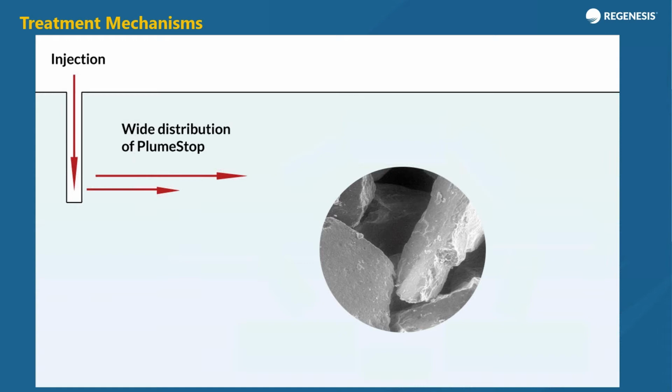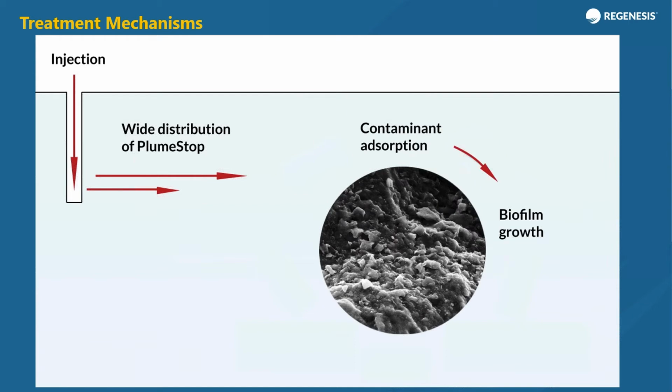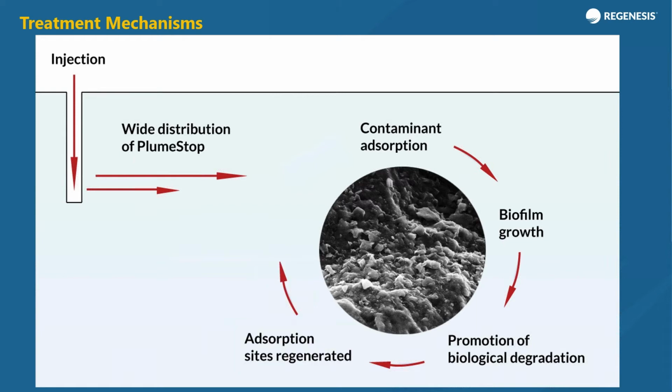So combine these two, what do you get? You get wide distribution of Plume Stop, really important in these fractured sites. You get contaminant absorption, which then promotes the growth of a biofilm. That then promotes biological degradation. When you pair it with an electron donor, that is accelerated more. In this case, the electron donor is in the subsurface, so you get enhanced reductive dechlorination. And the key thing is that as those absorption sites get freed up, more contamination can then resorb onto the Plume Stop, which then deals with further influx or back diffusion of contamination.